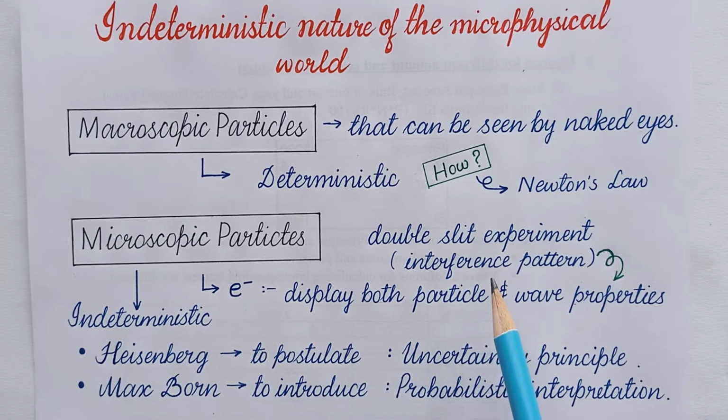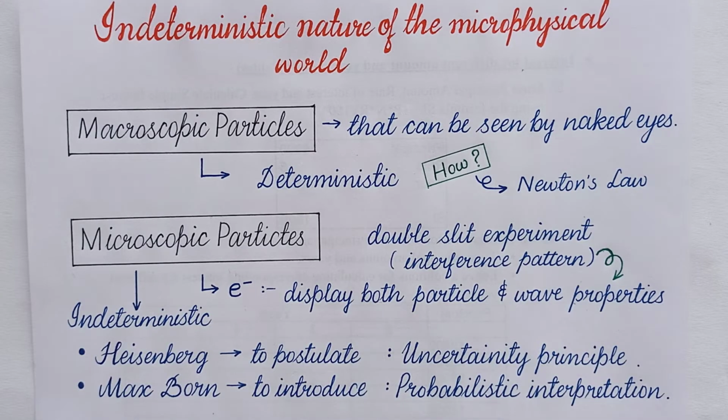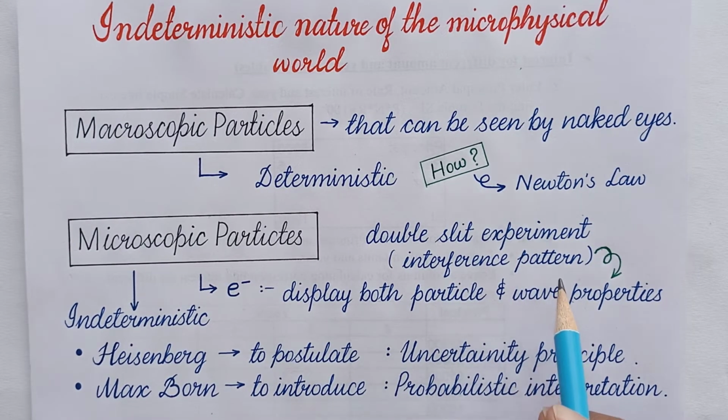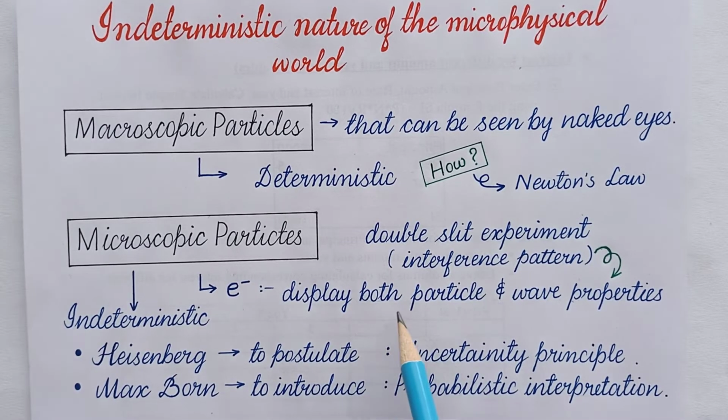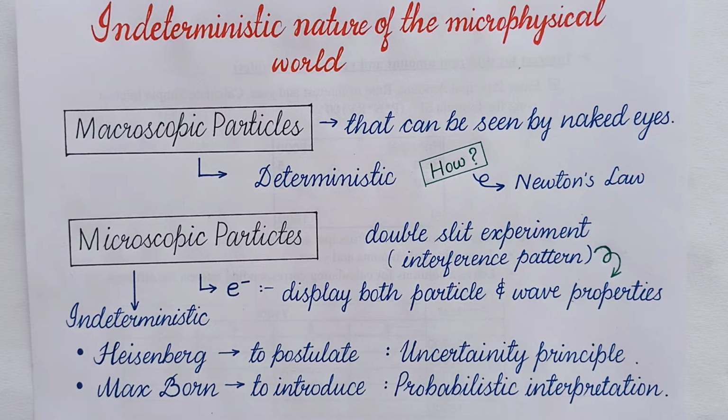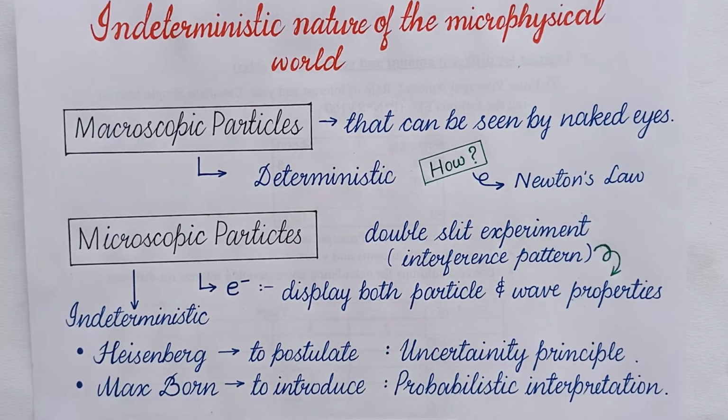Well, as we had gone through the double slit experiment in our previous videos, we observed an interference pattern, which indicates that electrons display both particle and wave properties. We have seen in the double slit experiment that it is impossible to trace the motion of an electron. Hence, the microphysical world is indeterministic. We can neither follow a microscopic particle along its motion, nor can we determine its path. Such results inspired Heisenberg to postulate the uncertainty principle and Max Born to introduce the probabilistic interpretation of quantum mechanics.